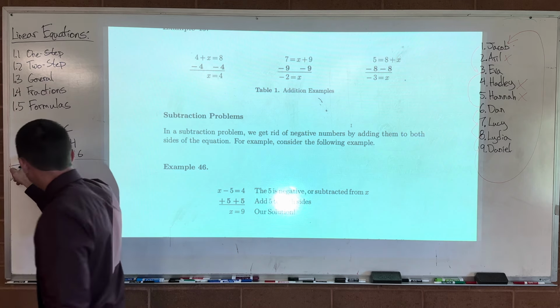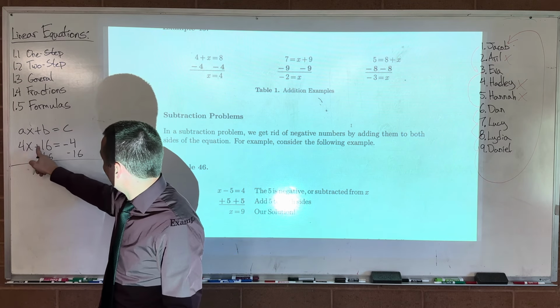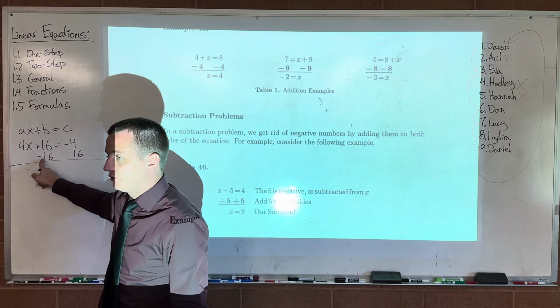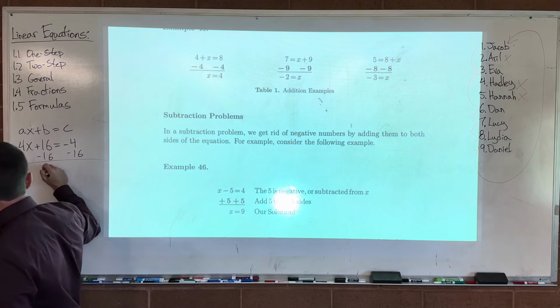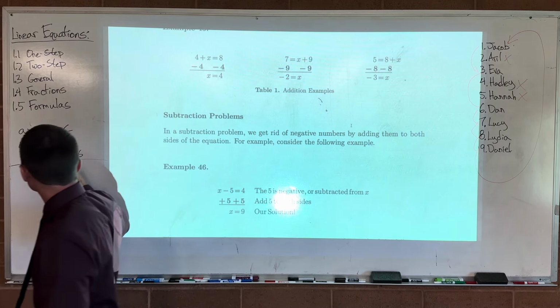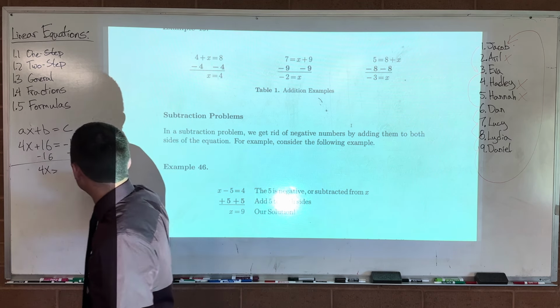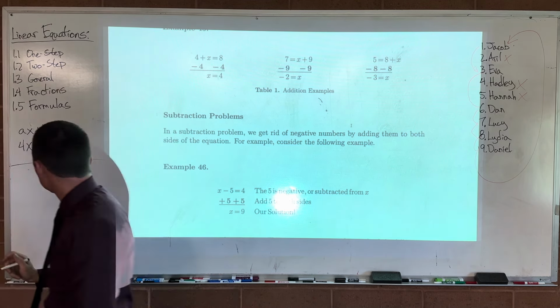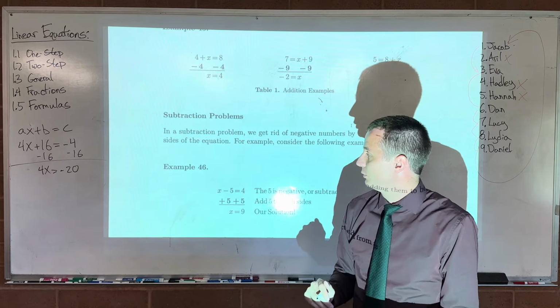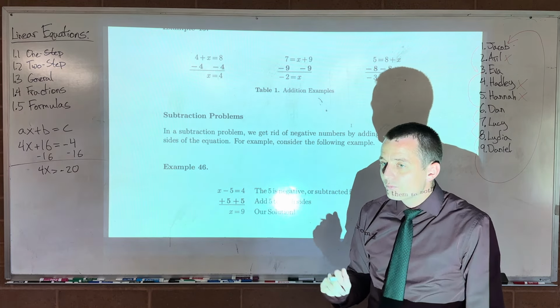All right. Over here we get 4x. Positive 16 plus -16 gives me 0. So I'm left with 4x over here is equal to -4 minus 16 is -20. Good. All right. So now we got that. Now what do we do? Divide by 4. You got the right idea.